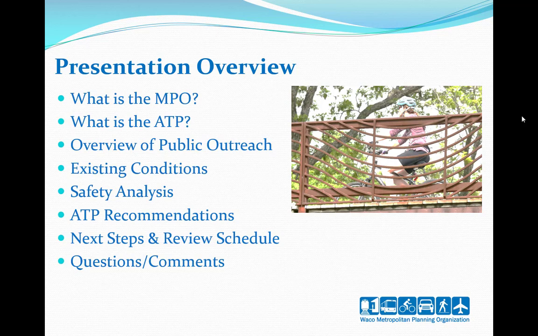We'll start by talking a little bit about the MPO and the purpose of the Active Transportation Plan. We'll cover the types of outreach conducted to inform the plan. We'll provide information on the extent and condition of the existing bike and pedestrian network, provide an analysis of crash data, and then go into the plan's recommendations. We'll also provide information on the review schedule and the next steps after the public comment period closes.